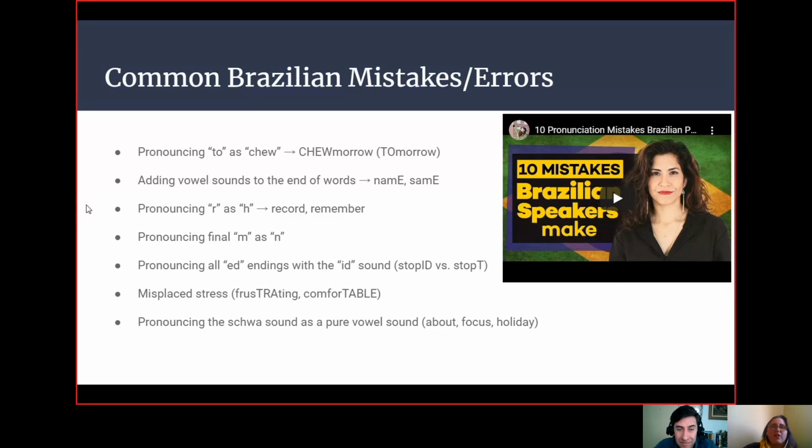Pronouncing the R as an H sound. So instead of record, students would say "hecord" or "hemember." So they have trouble making that hard R sound. And also when they say tomorrow, a lot of them say it with an H sound instead. Yes. Yeah, I hear that a lot. That's a very hard word, I guess.